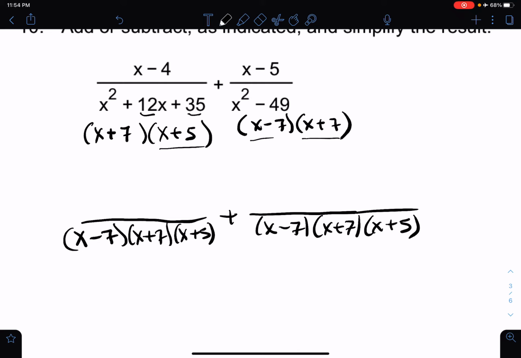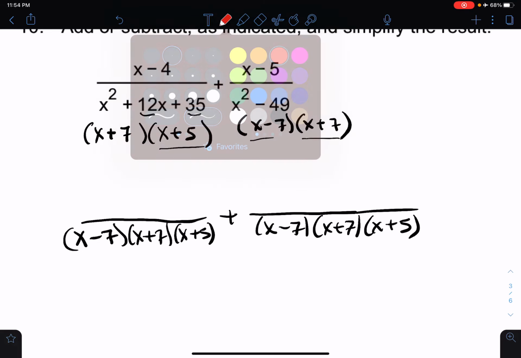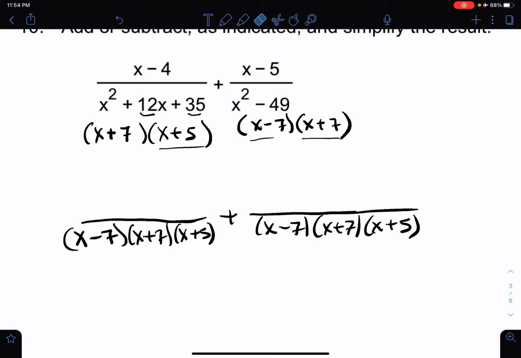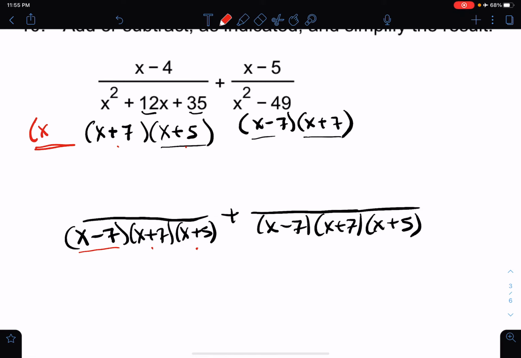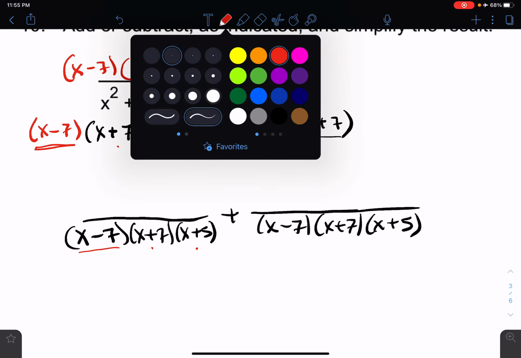So then we ask ourselves the question, what is missing to make the LCD? Well, we've got an x plus 5, an x plus 7. We're definitely missing this. So we must multiply the denominator by x minus 7, and to keep this fraction equivalent, the numerator by x minus 7. And then we have to multiply that numerator out.